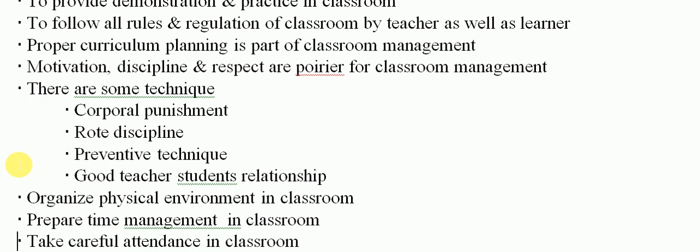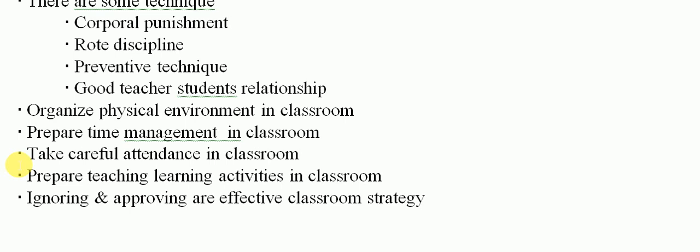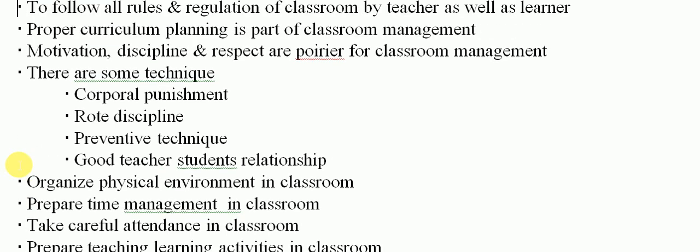Organize the physical environment in the classroom. Prepare time management in the classroom. Take careful attendance in the classroom. Prepare teaching-learning activities in the classroom. And the last one: ignoring and approving are effective classroom strategies. Some activities must be ignored and some activities must be approved for the best classroom management. These are the main points for classroom management.